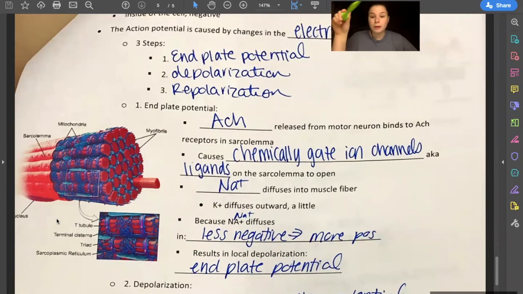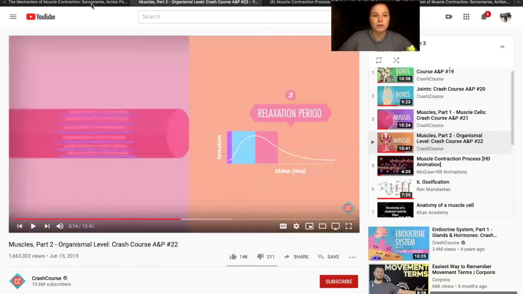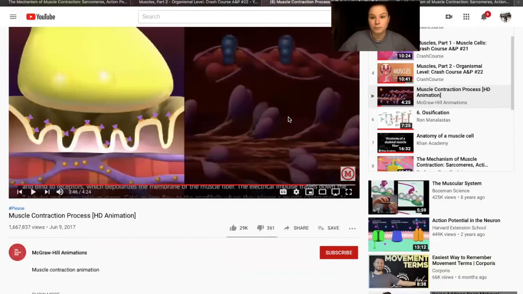What you need to know about this is that we have chemically gated ion channels. And then you need to know this bottom part about the sodium and the more positive, which allows us to polarize it. So read this a couple times, and really understand how it's more positive and more negative. You'll see that a lot in this video right here.